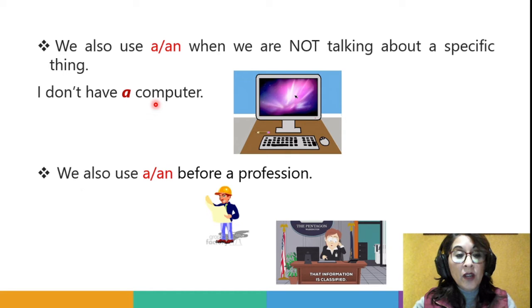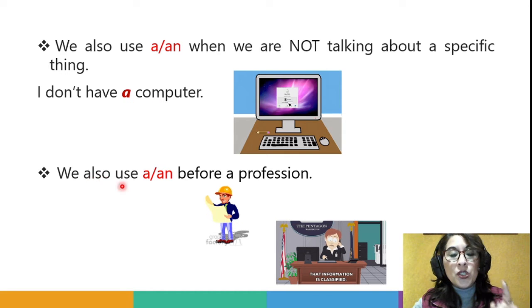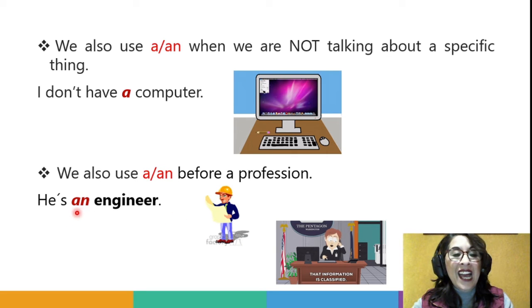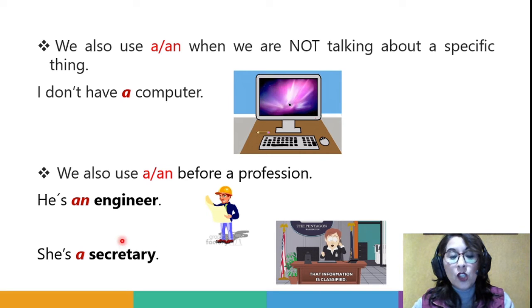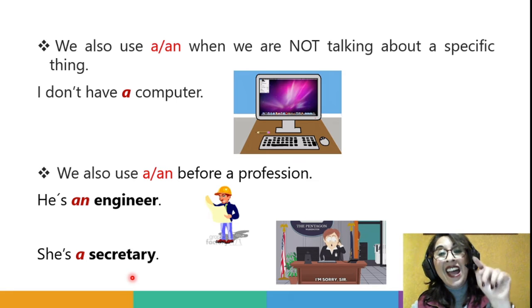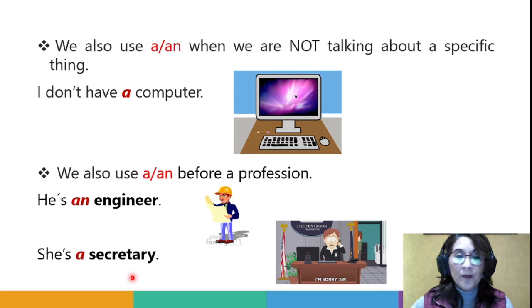But another important rule is that you use a, an before a profession. Here we have two examples. He is an engineer. And what about this girl? She is a secretary. So you are going to use articles a, an when you are talking about professions. An engineer and a secretary. In your case, you are a student, right?